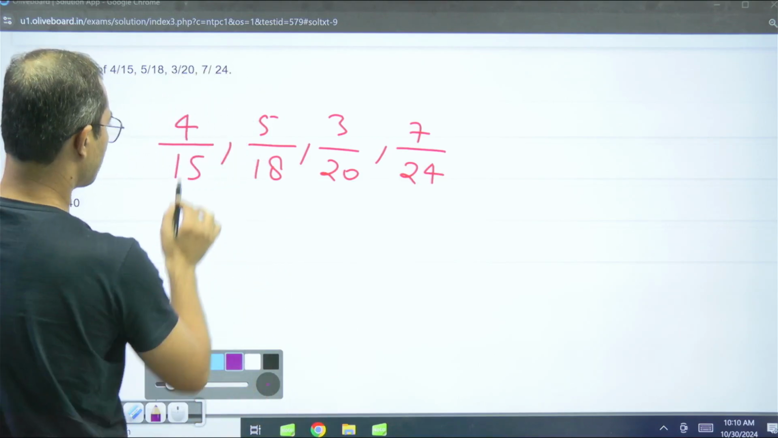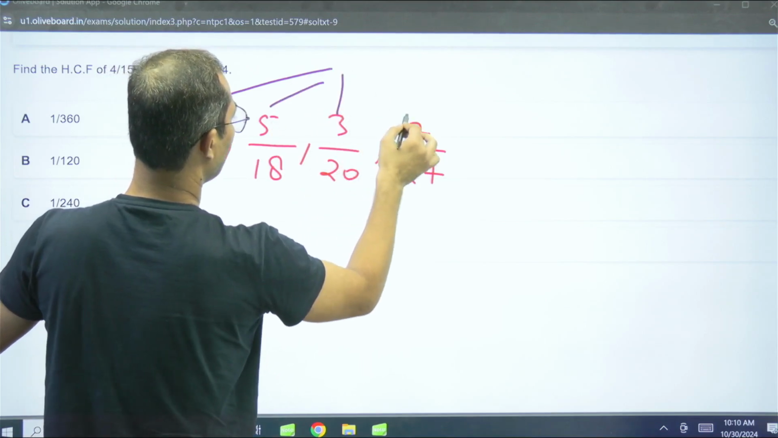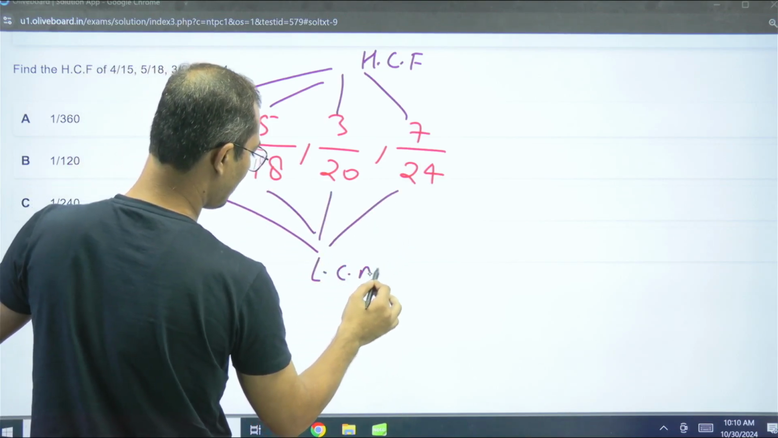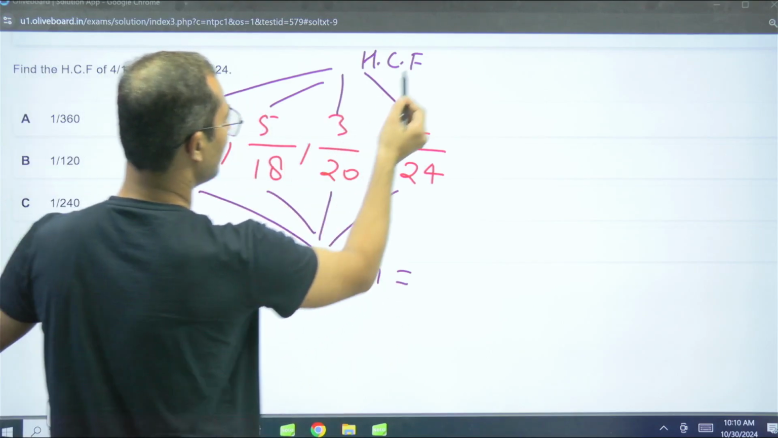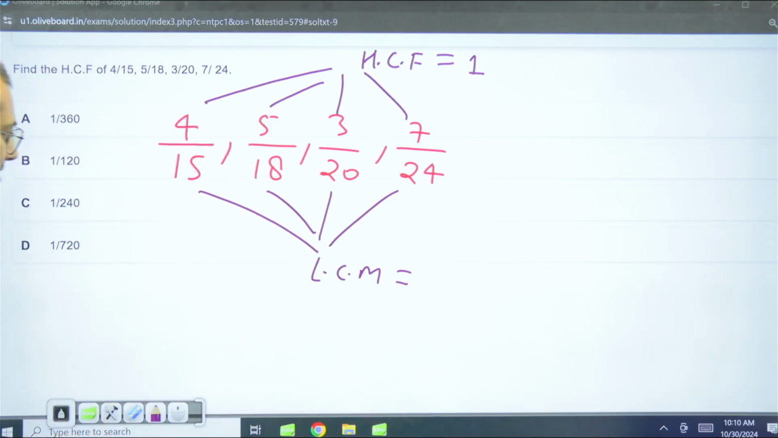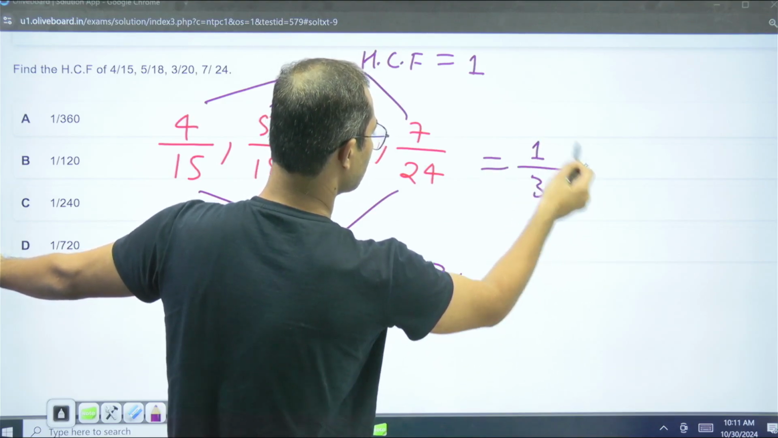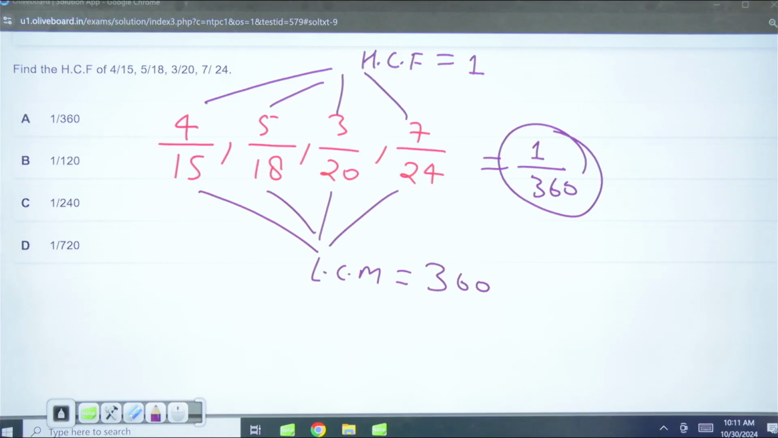So we take the HCF of the numerators and the LCM of the denominators. The HCF of the numerator values is 1, and the LCM of the denominators is 360. So 1 over 360 is the right answer. Option A is the right answer. So moving to the next question.